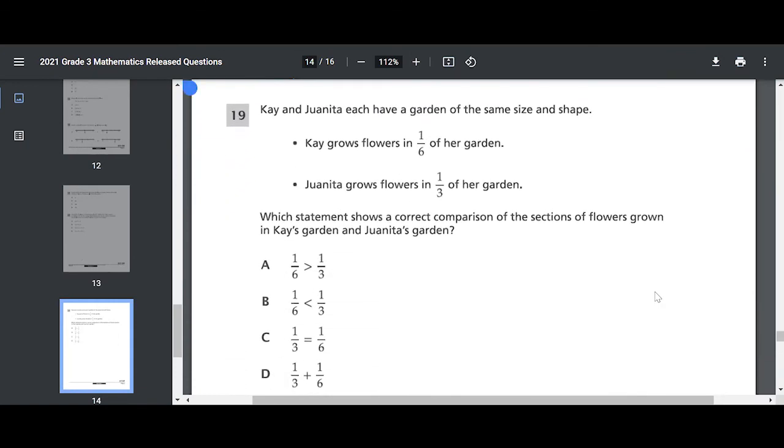Kay and Juanita each have a garden of the same size and shape. Kay grows flowers in 1/6 of her garden. Juanita grows flowers in 1/3 of her garden. Which statement shows a correct comparison of the section of flowers grown in Kay's garden and Juanita's garden?